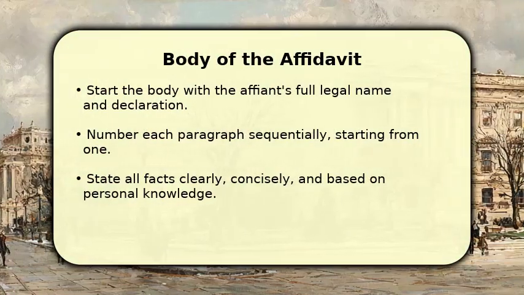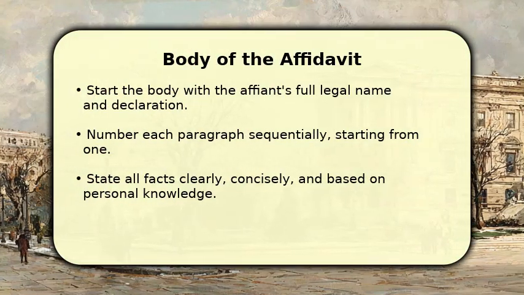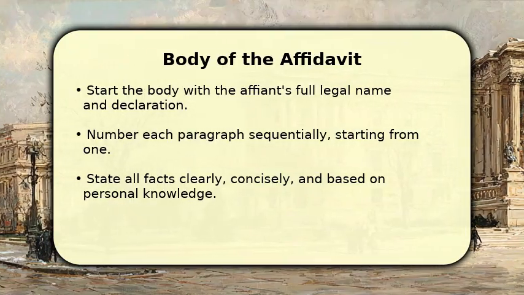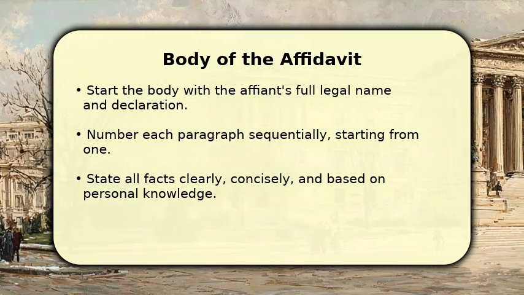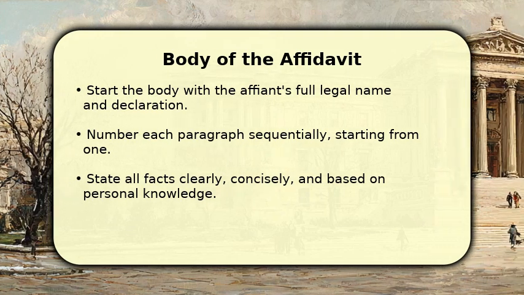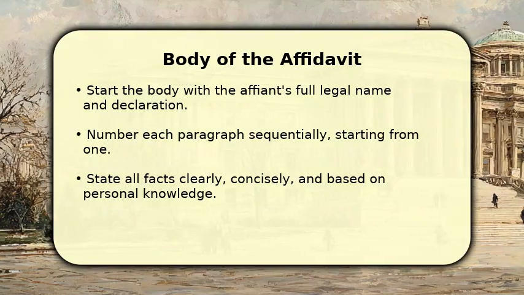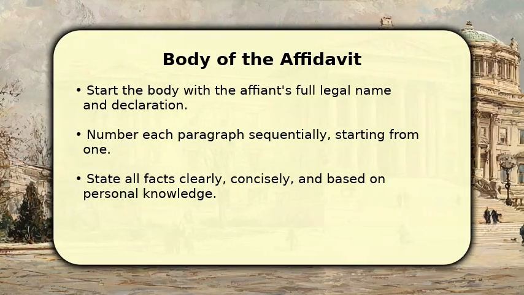Now, let's move to the main body of your affidavit. Begin by stating your full legal name, your residential address, and your declaration that the following statements are true and accurate to the best of your knowledge. Each distinct fact or statement should be in its own numbered paragraph.